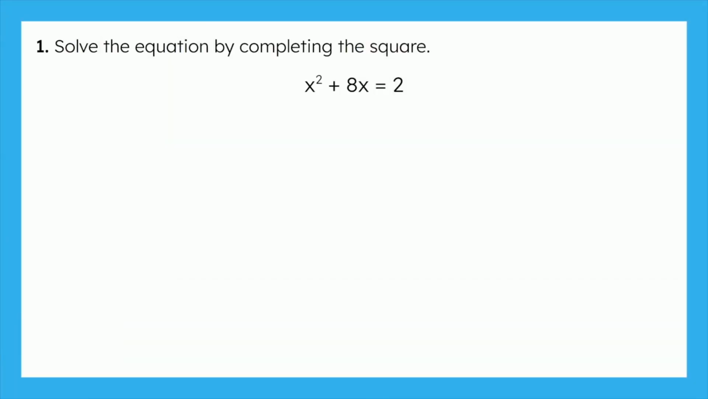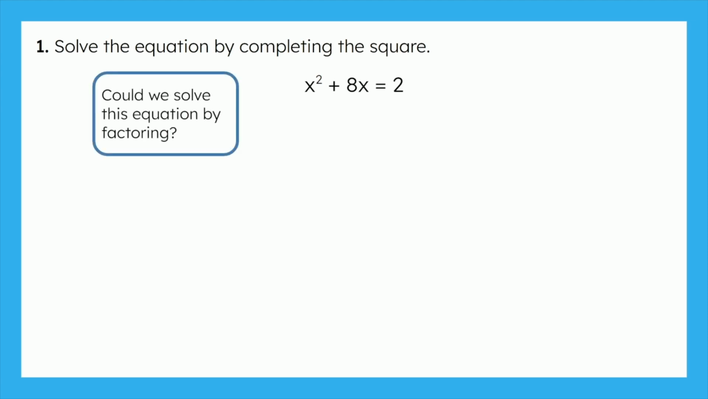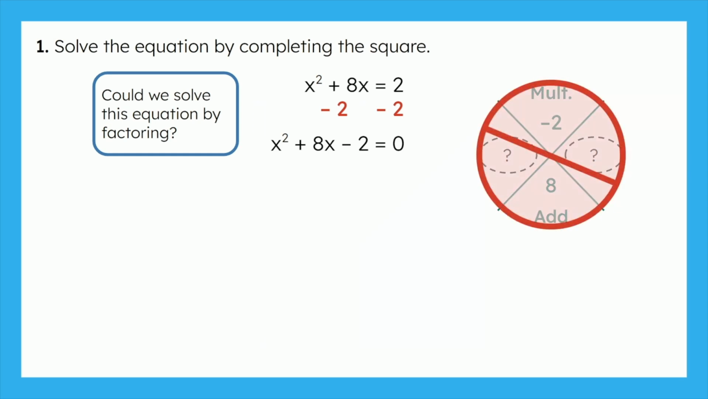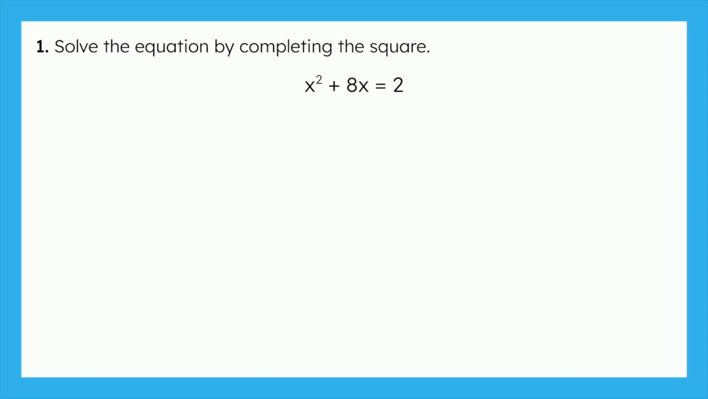Here's our equation. x squared plus 8x equals 2. My first thought is, could we solve this equation by factoring? If we set it equal to 0, are there two numbers that multiply to -2 and add to 8? Nope, so factoring isn't helpful here. That's where this new method, completing the square, comes in.